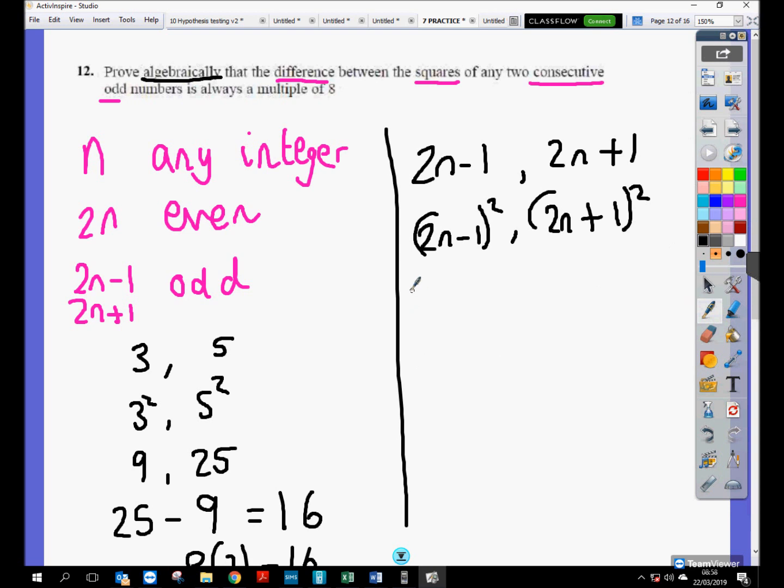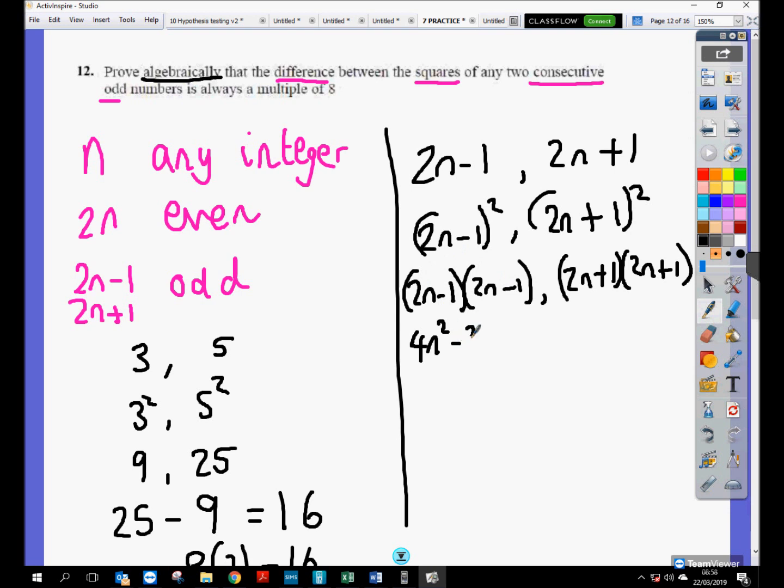And when you square a bracket, that means you write the bracket twice. So 2n minus 1 times 2n minus 1. And then 2n plus 1 times 2n plus 1. And you expand the brackets using whichever method you like. So 2n times 2n is 4n squared. 2n times negative 1 is negative 2n. Negative 1 times 2n is negative 2n. And negative 1 times negative 1 is positive 1.